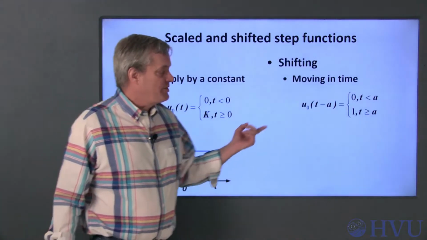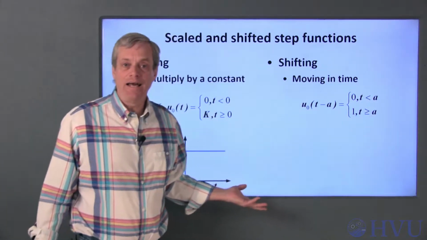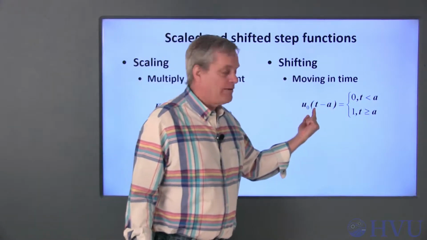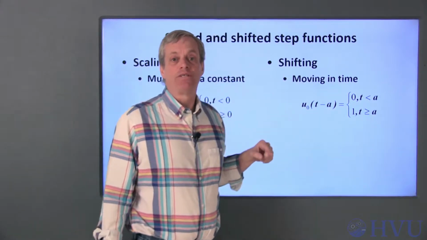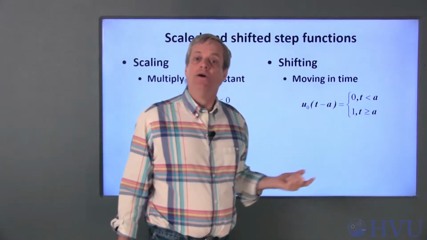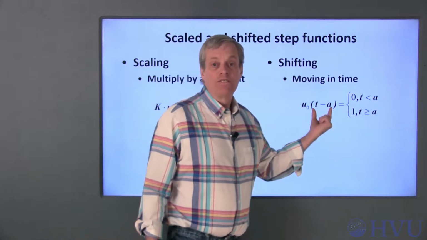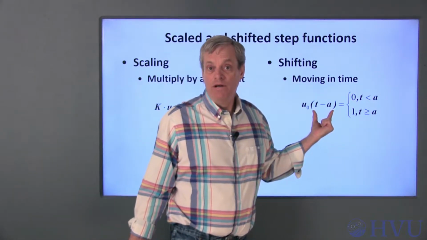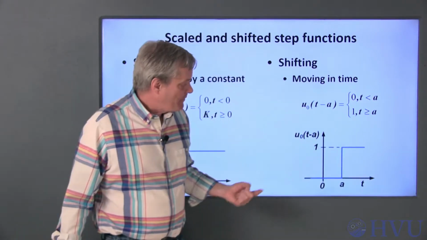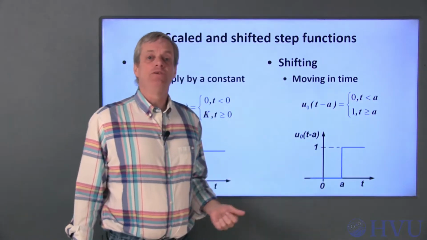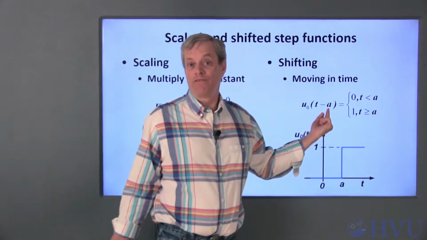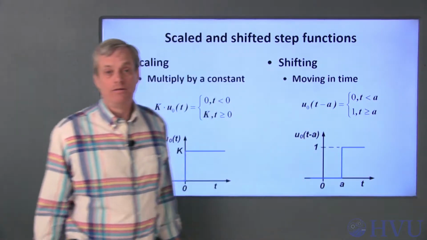Step functions can also be shifted or translated in time by changing the argument of the function. A step function, u0 of t minus a, shifts the unit step function to the right along the time axis by a distance a. Remember that the unit step function changes from 0 to 1 when the argument's 0. In this case, the argument is 0 when time is equal to a. Graphically, the function looks like this. The unit step function can be shifted to the left by adding a positive value a rather than subtracting the value from the argument.